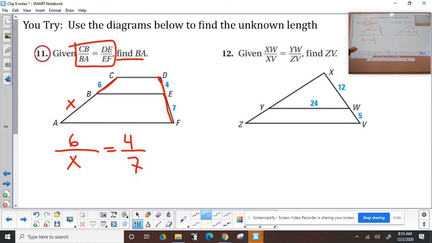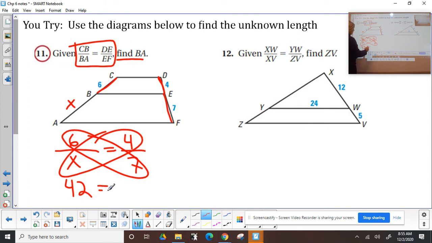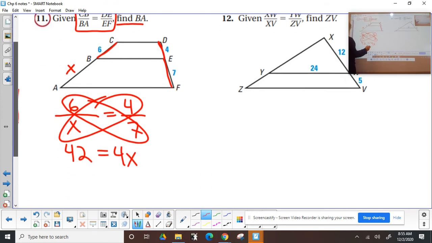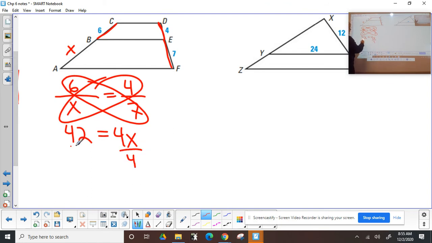Now that I've done that, I can cross multiply. 6 times 7 is 42. 4 times x equals 4x. And then I divide both sides by 4. I believe x was equal to 10.5.